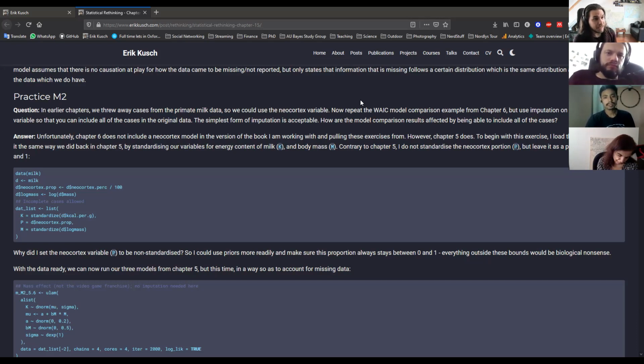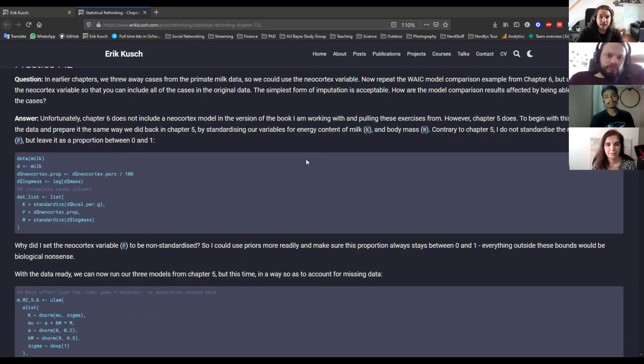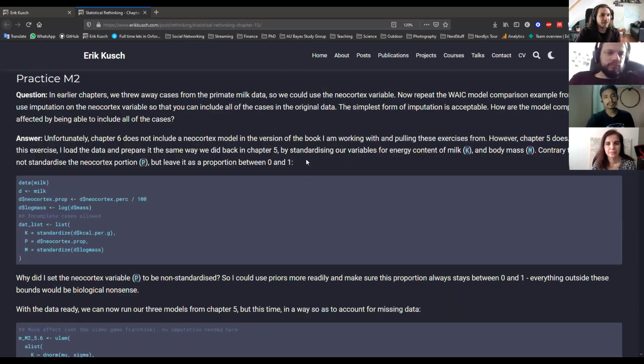Unfortunately, I could not find the model comparison example that Richard is after in chapter 6, but I found something that I think he was after in chapter 5. So I just ran with that one. Basically, I load the data in. I'll also just make this a tiny bit bigger.